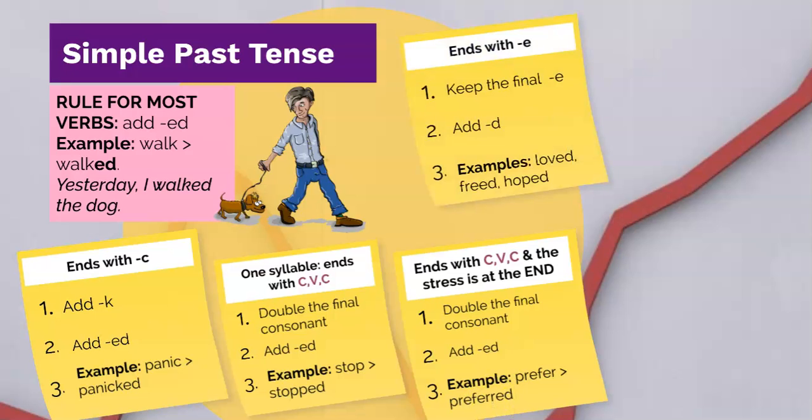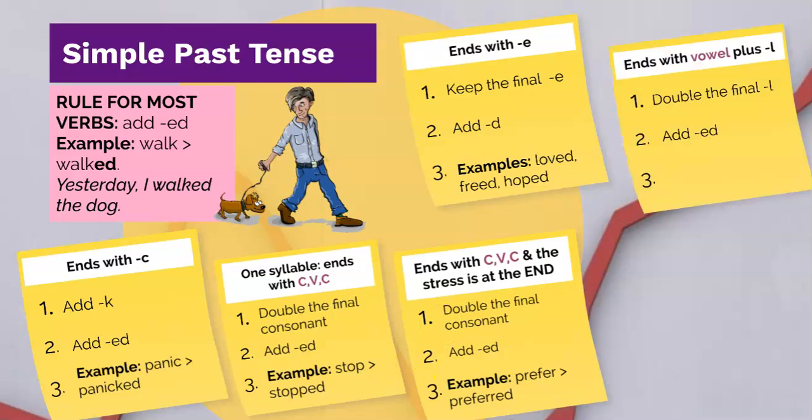Then, if you have a word which ends with an E already, you just keep that E and you only add D. So loved, freed and hoped. Next, if you have a word which ends with a vowel plus an L, you double the final L before you add ed. For example, travel becomes travelled.